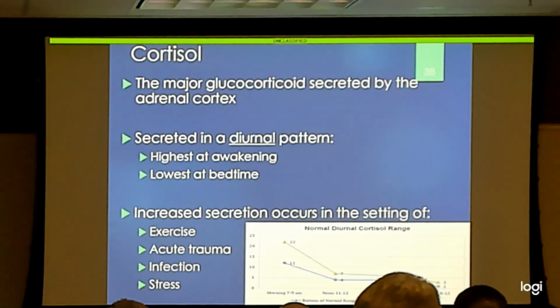So now again, the major glucocorticoid secreted by the adrenal cortex is cortisol, by far and away. Again, it's secreted in a diurnal pattern: highest in the morning, lowest at night. It kind of matches ACTH, and mirrors that. Makes sense. CRH does it too, but I ignore the hypothalamus. Nobody cares. So increased secretion occurs in these settings: exercise, as a good valuable thing, and acute trauma, right?